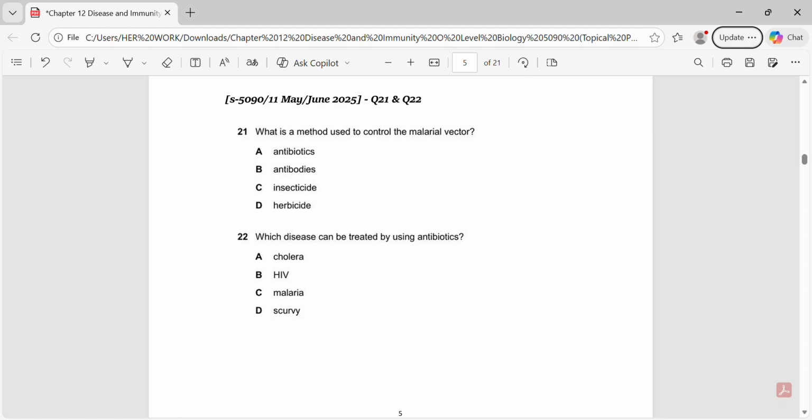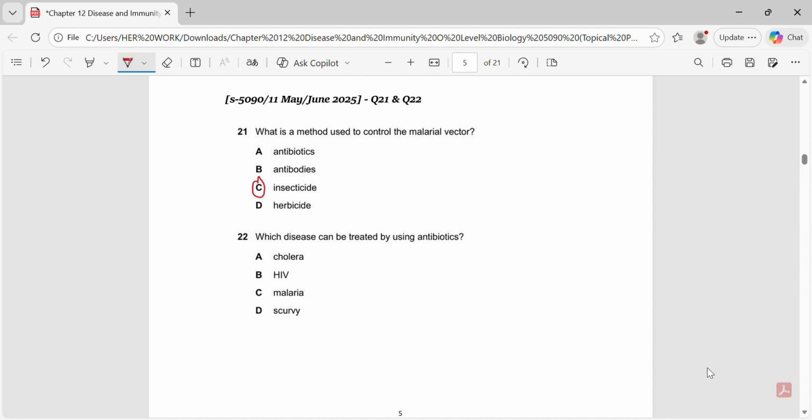Now coming on to the paper 1 questions. This question says, what is a method used to control the malarial vector? So, the correct answer here is C, insecticide. This is because an insecticide is a chemical substance used to kill insects. The malarial vector is the mosquito, which is an insect responsible for transmitting malaria from one person to another. Therefore, using insecticides to reduce or kill mosquito populations is an effective way to control the spread of malaria.